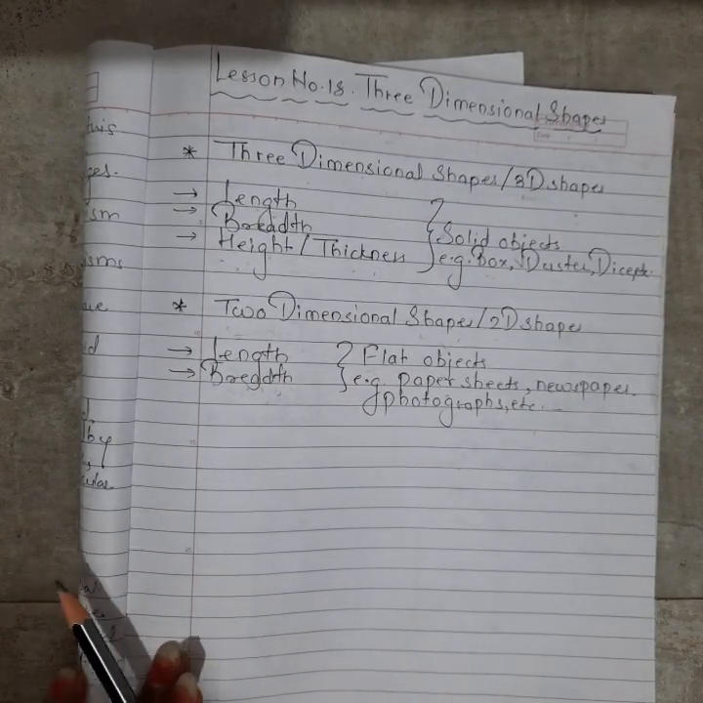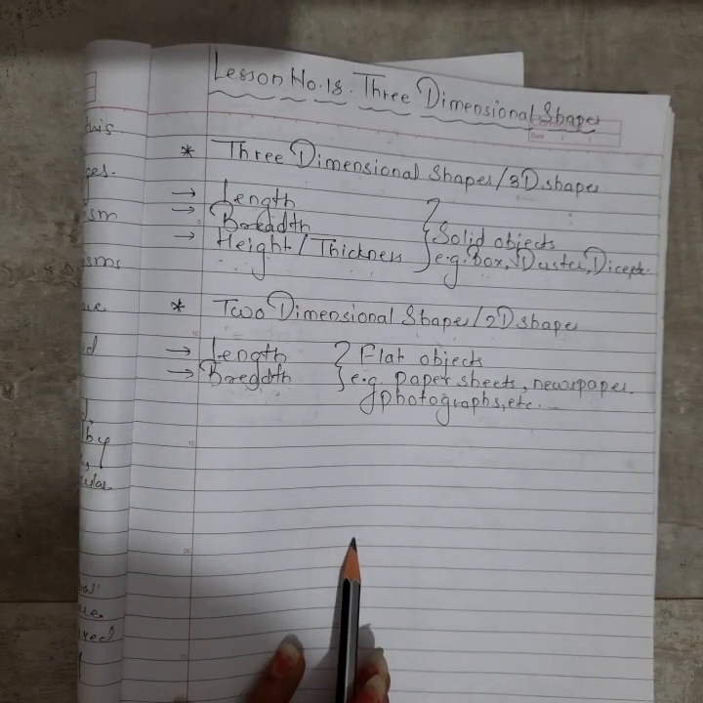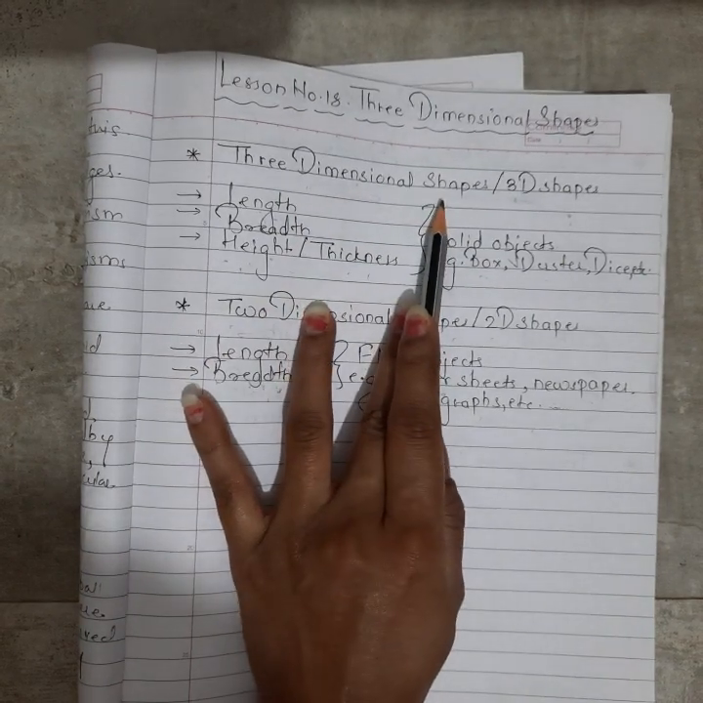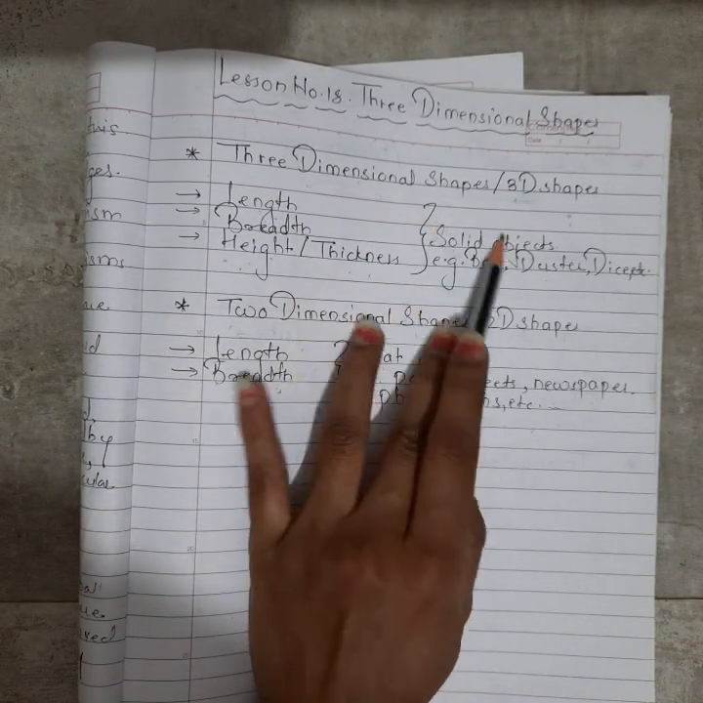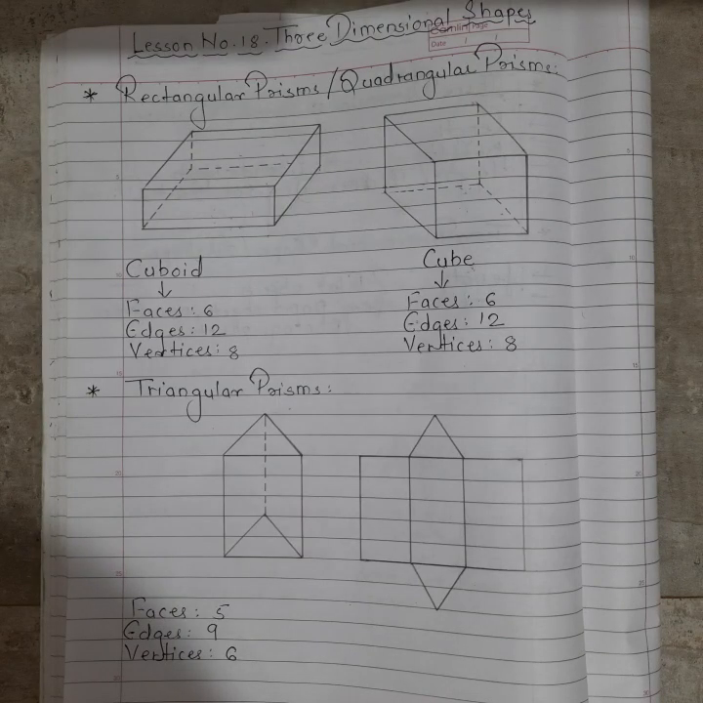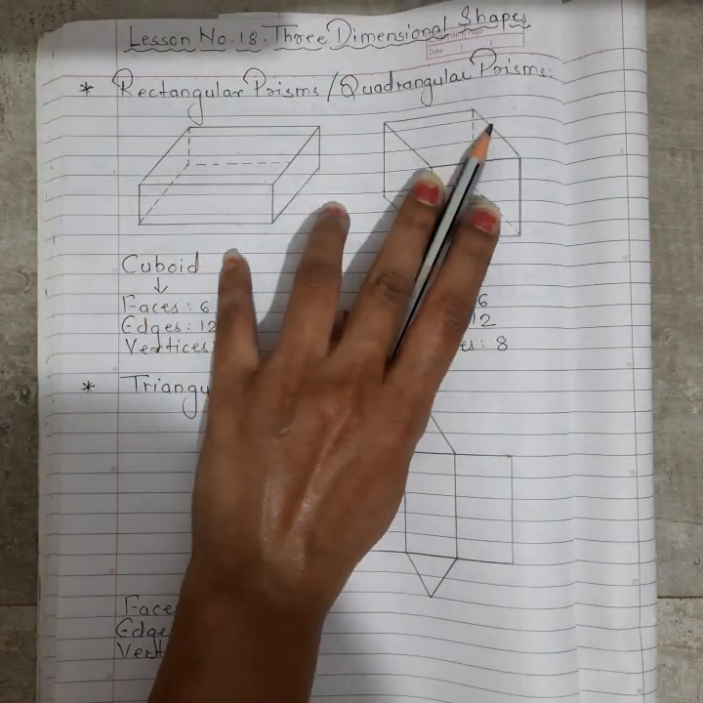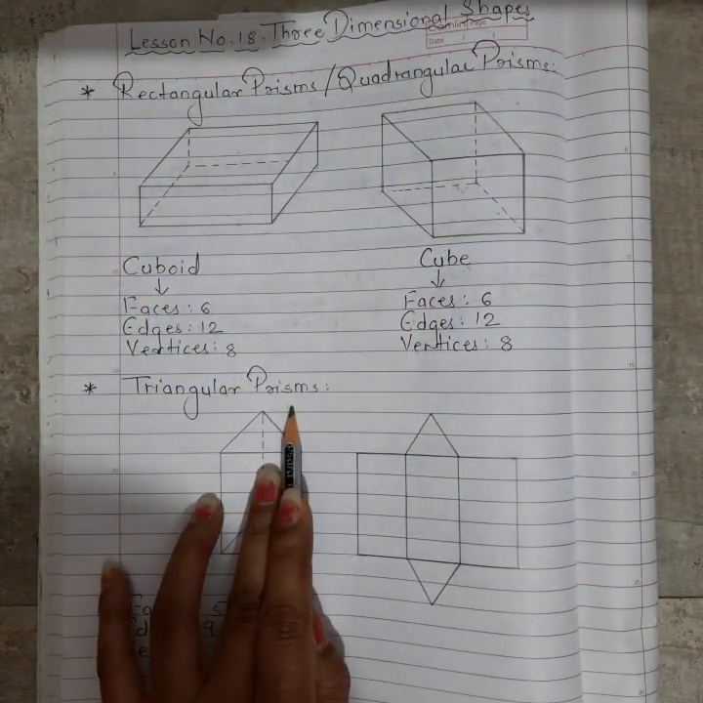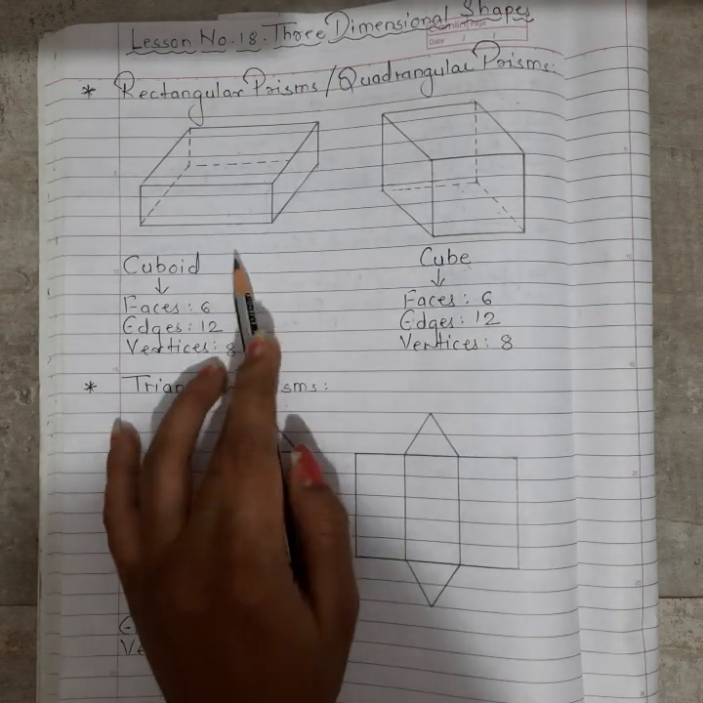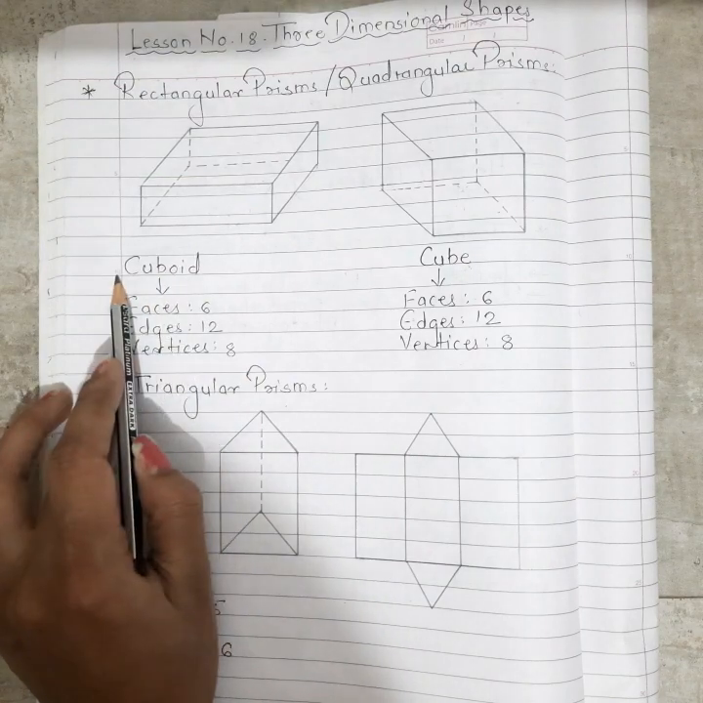Today we are going to learn about the different types of three-dimensional shapes and their properties. Today we are going to see three types of three-dimensional shapes. First is rectangular or quadrangular prisms. See, first, rectangular prism or cuboid.